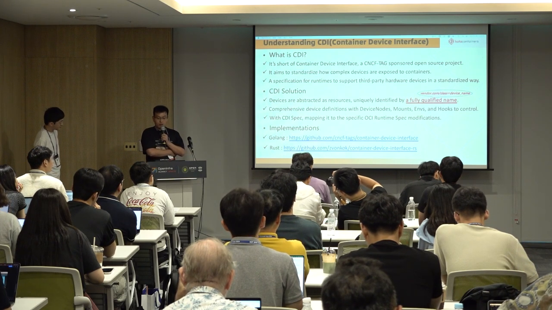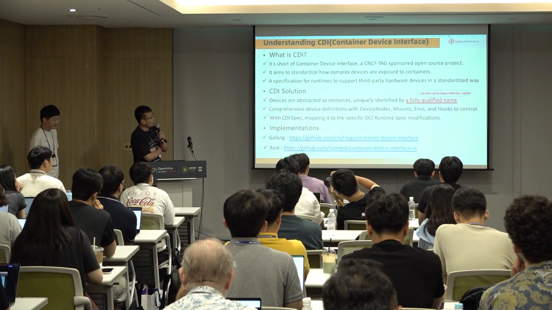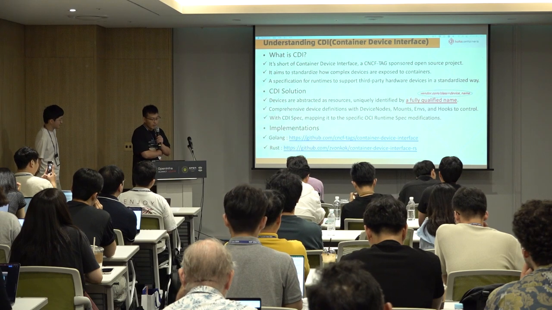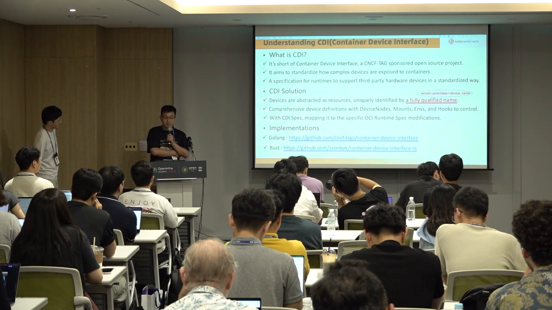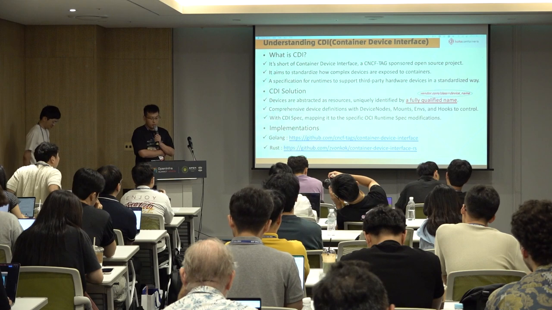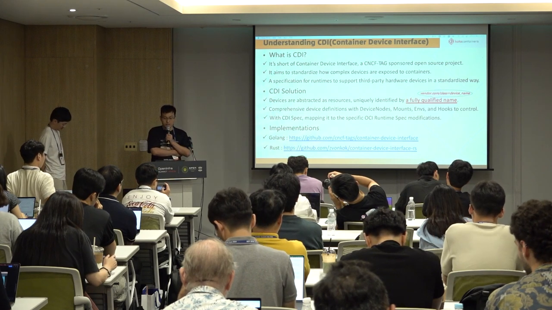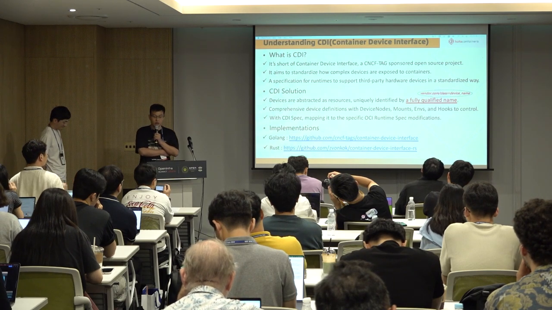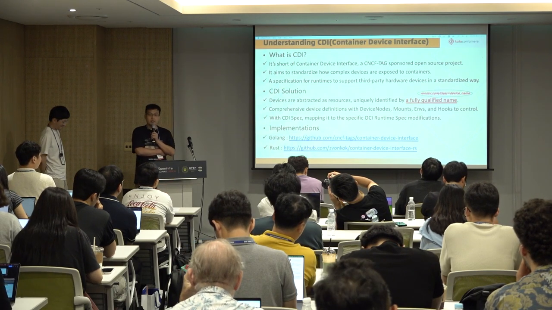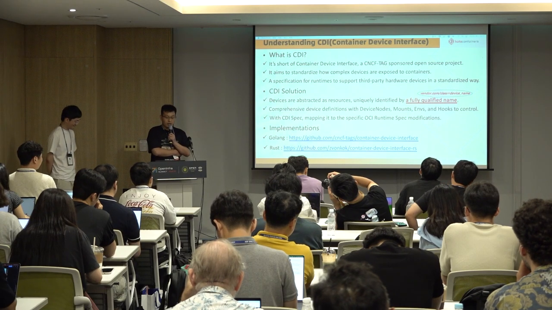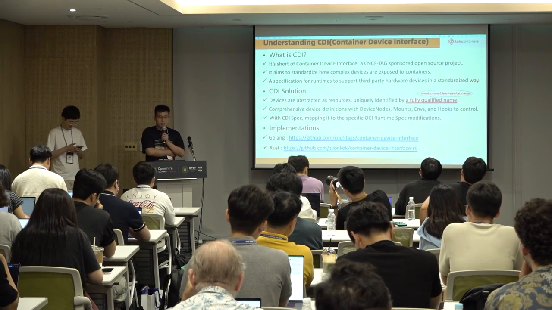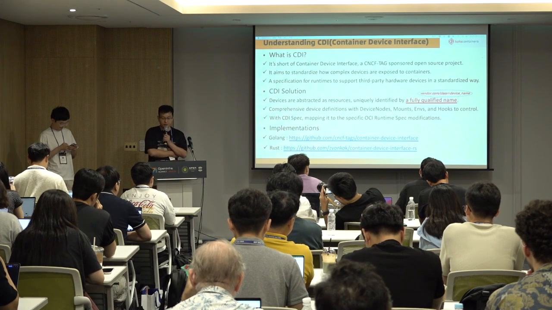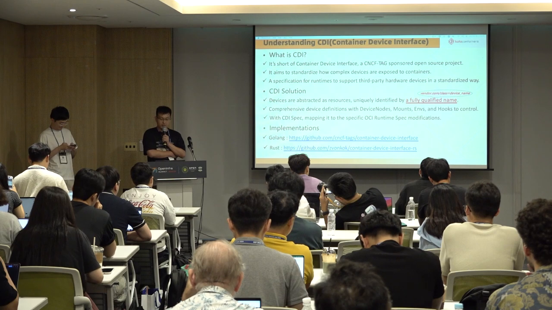For example, vendor.com/class=device-name. And it provides comprehensive device definitions with device nodes, mounts, environment variables, and hooks to precisely control access. With the CDI spec, it will map the specification to the specified OCI runtime spec modification.